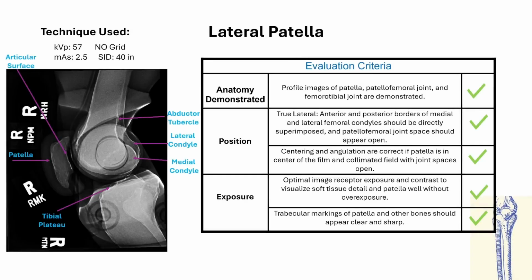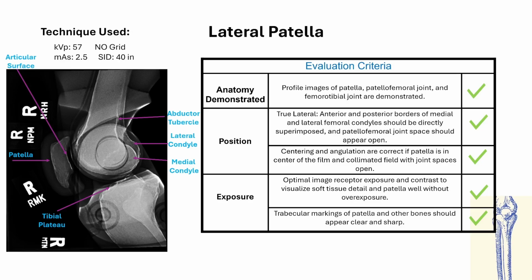When it comes to the lateral patella, our book demonstrates that we need a kVp of 57 and an mAs of 2.5 with no grid being used. We also have an SID of 40 inches. For the anatomy demonstrated, we need the profile images of the patella, patellofemoral joint, and femoropatellar joints to be demonstrated, which in our image here on the left, we can see the patella clearly along with the patellofemoral joint, and the femoropatellar joint space are all demonstrated here.